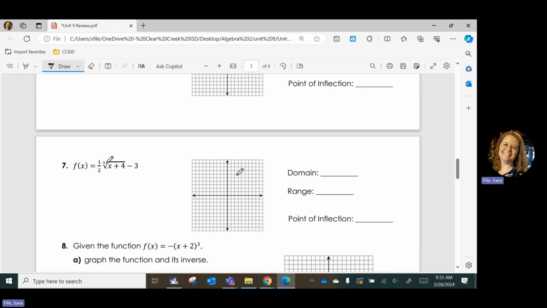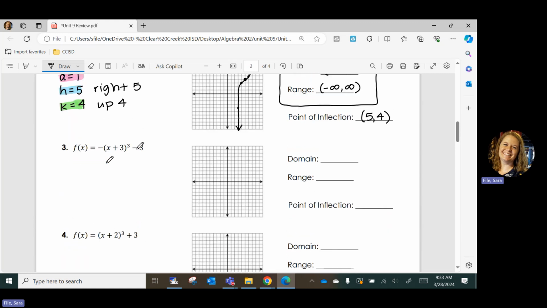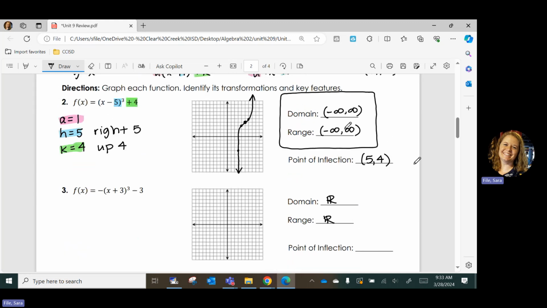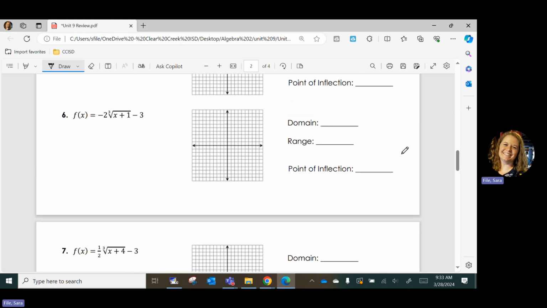Look, this is cube root, cube root, cube root, another cubic, another cubic. I will tell you the domain and range for every single one of these. You can use the all real number symbol like this, or the interval notation like this. For the sake of writing, I'm just going to put the all real number symbol because it's faster. I know the domain and range for every single one of these without even looking at the graph or what the transformations are.